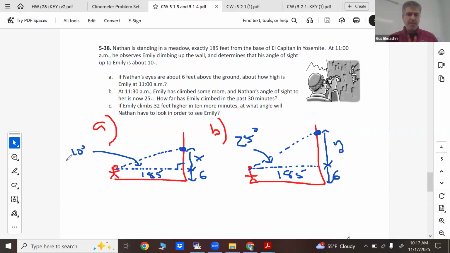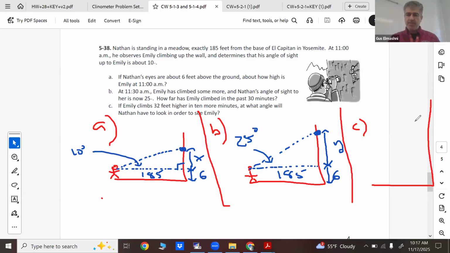And then finally for part C, I'll do it here. Finally for part C, she climbs 32 feet higher in 10 more minutes at 11:40 a.m. At what angle will they have to look in order to see Emily? Okay. So let's see here. Little stick figure.